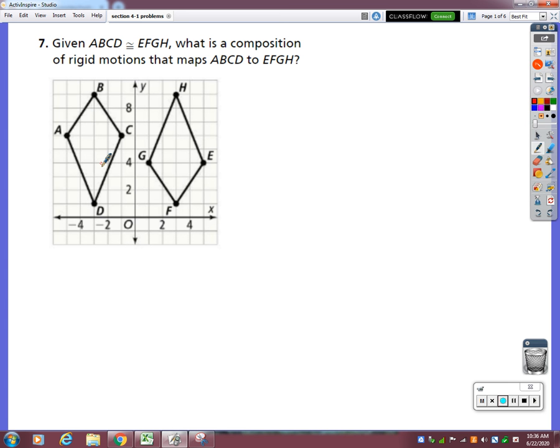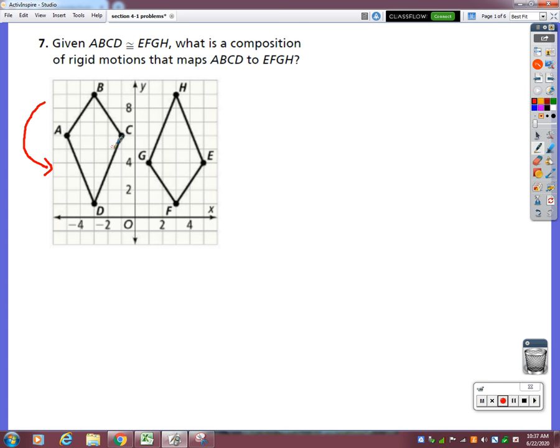I guess the funny thing is there's a lot of different ways that you could do this and make it work, but it seems like we would need to reflect this way somehow, and then slide it so that it matches. And it doesn't really matter how we reflect this.